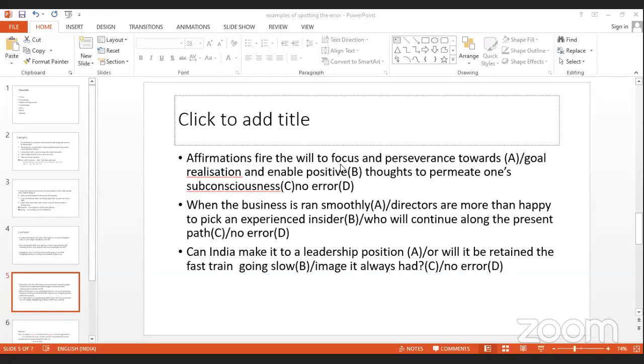So if the subject is plural, the verb also will be plural. If the subject is singular, the verb will also be singular. Now over here, the verb is focus, and over here, perseverance. What is this perseverance? Perseverance is a noun. So what has to follow? Focus has to be followed with the same verb. So we have to change this noun into a verb. So instead of perseverance, we will have the answer as persevere.